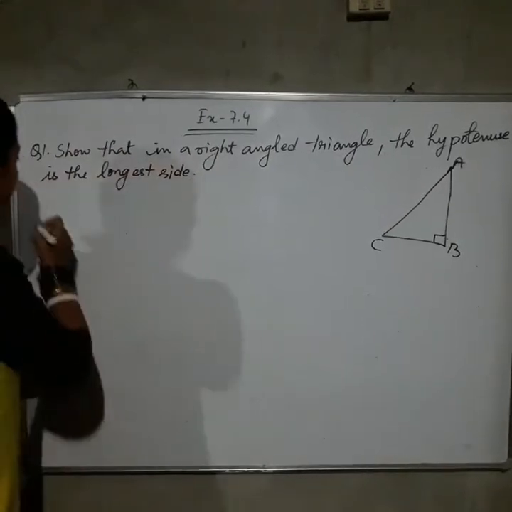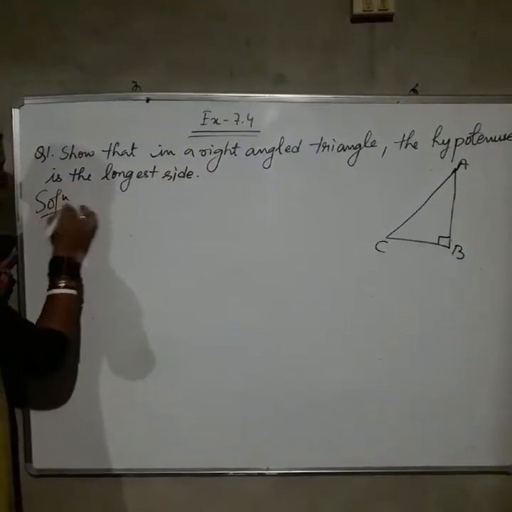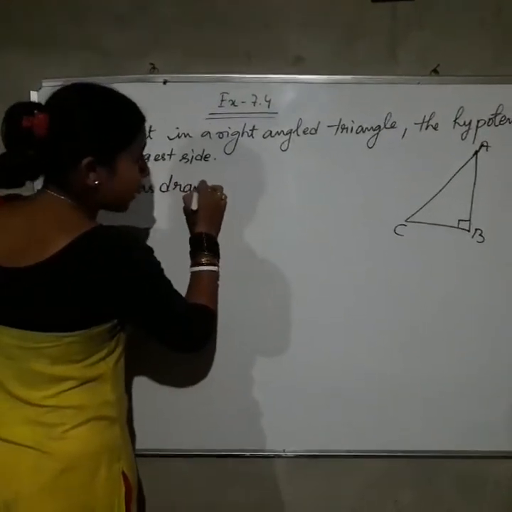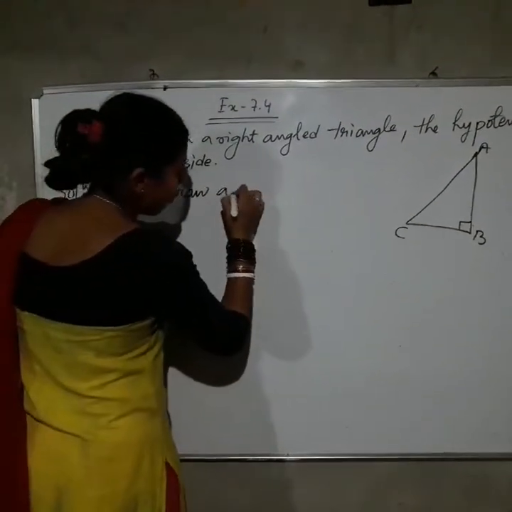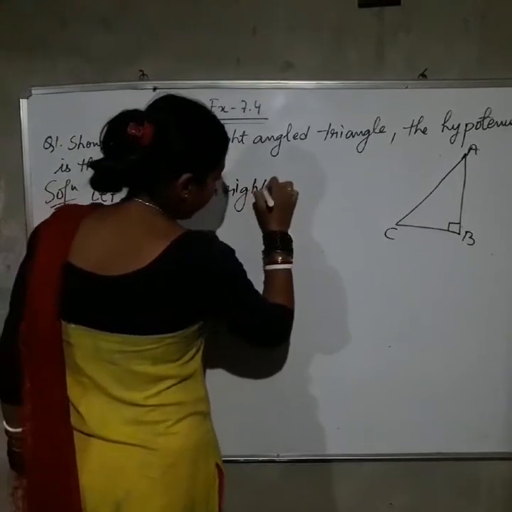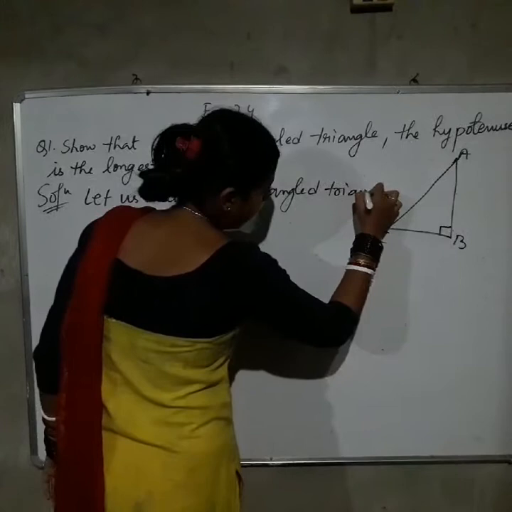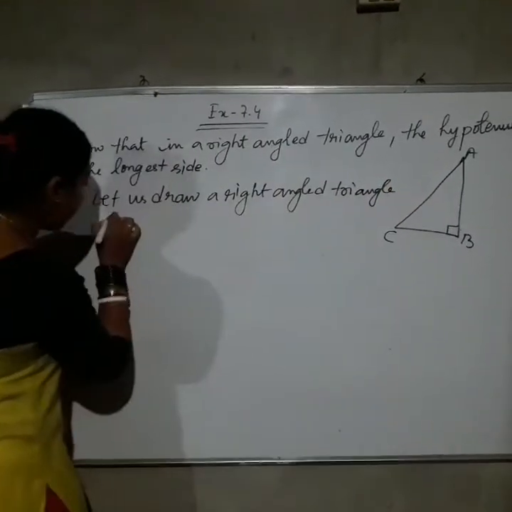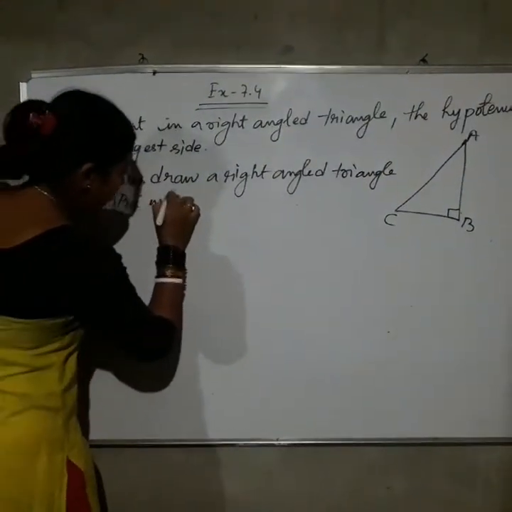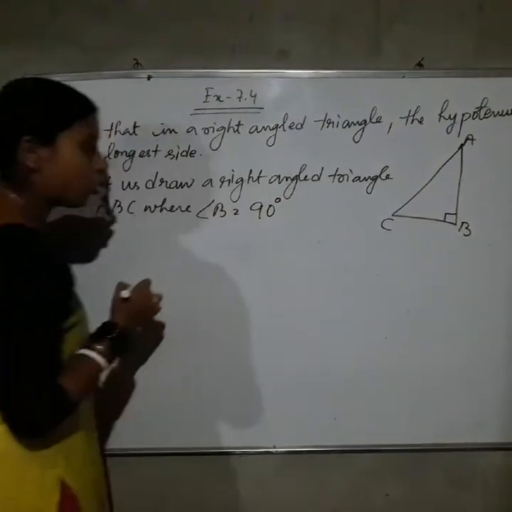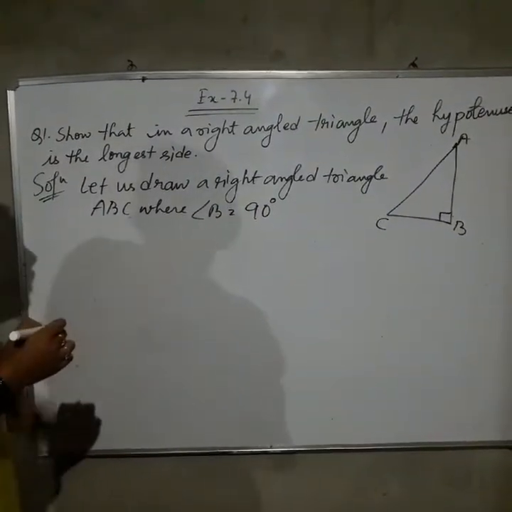So let us start now. What will we write? First of all, let us draw. We have drawn a right angle triangle ABC where angle B equals 90 degrees.